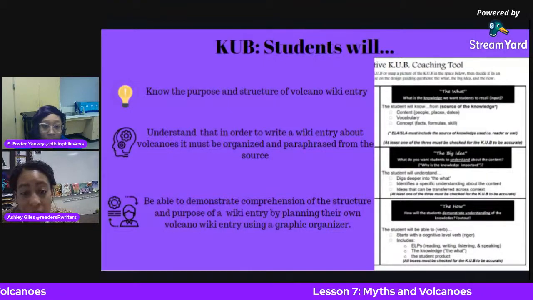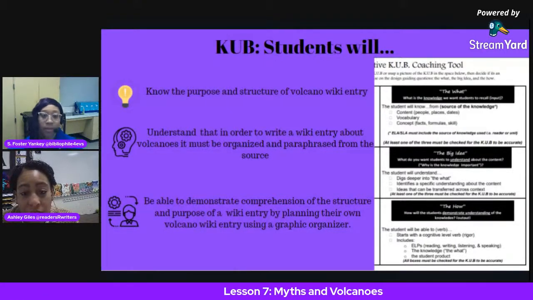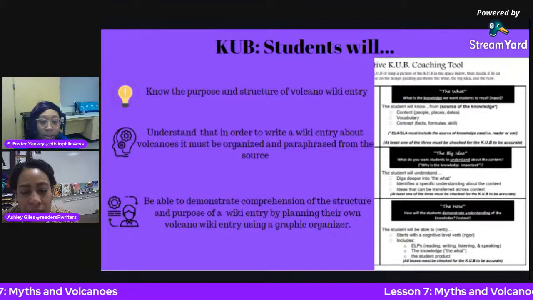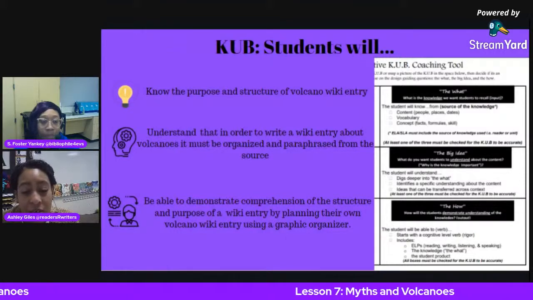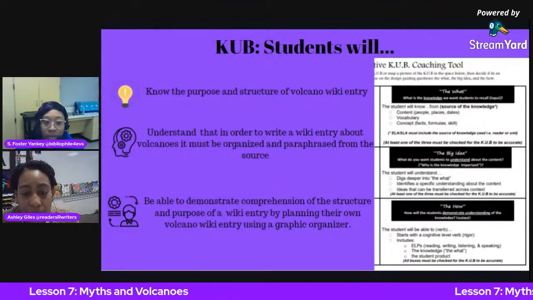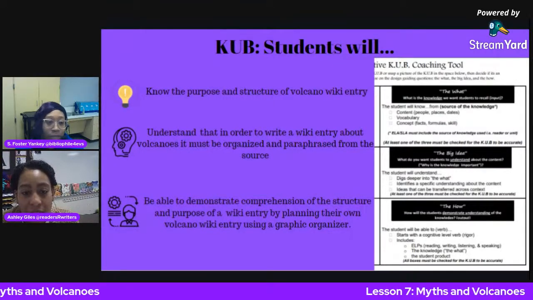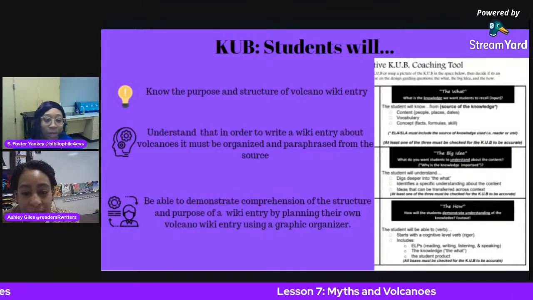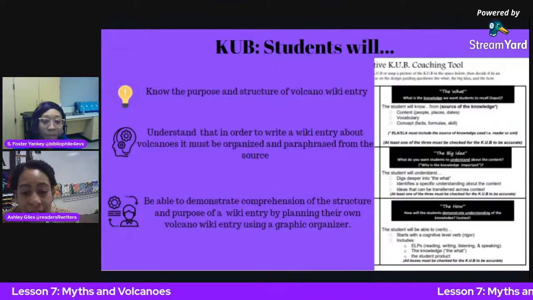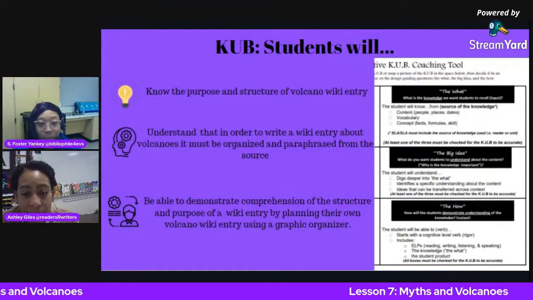So you have all the components then. Okay, awesome. If this is what they're going to do, the student will know the purpose and structure of volcano wiki entries. I kind of struggle. I had a similar note. I just put know the purpose or know what a wiki entry is, because if you're going to write a wiki entry, you have to know what it is. Right. And then in the understand, just elaborating a little bit more.